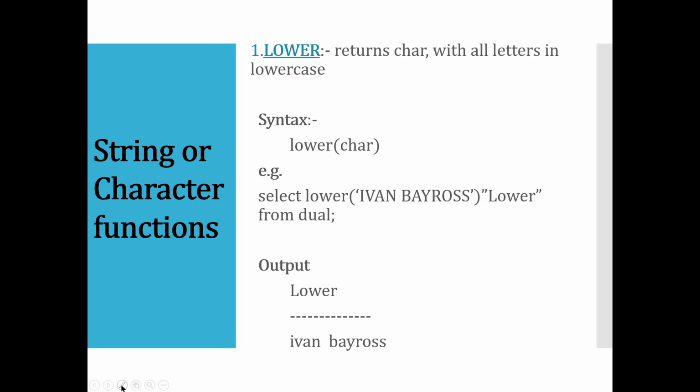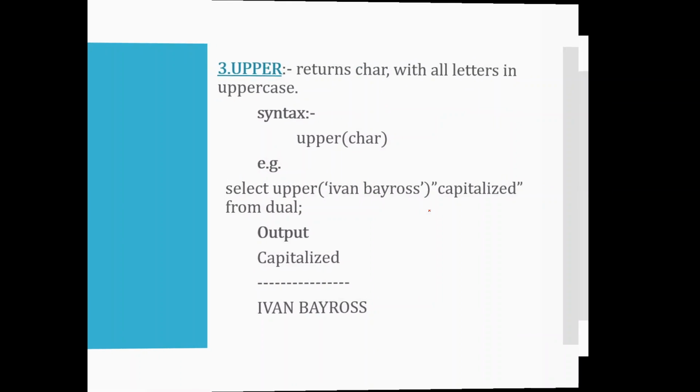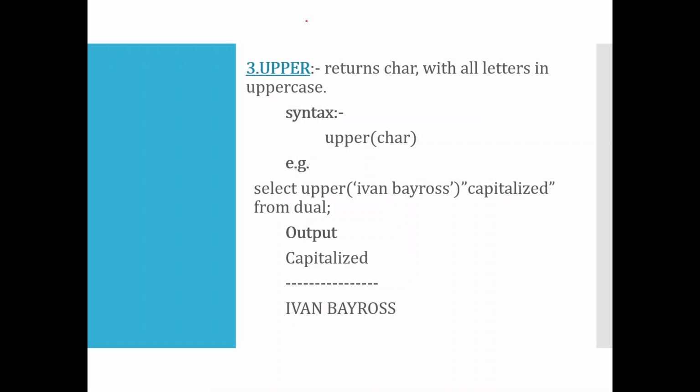So the output is this. It has converted the complete text into smaller case or lower case. Then comes upper. Upper means convert all the characters to uppercase, that is upper alphabetical cases, right? So select upper Ivan Barros. So output will be capital Ivan Barros, right?